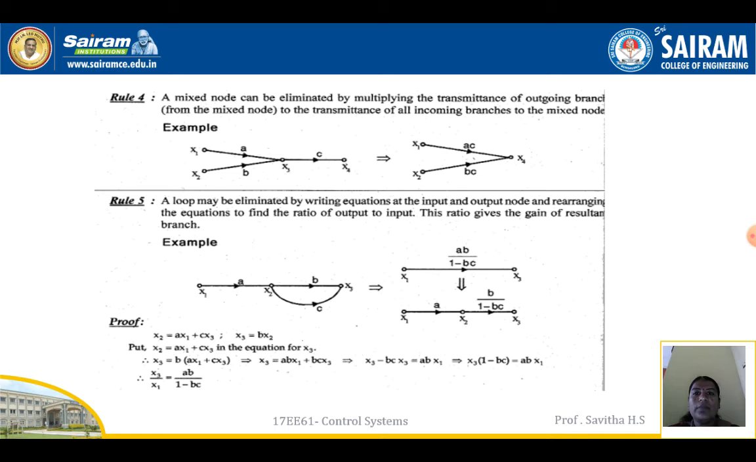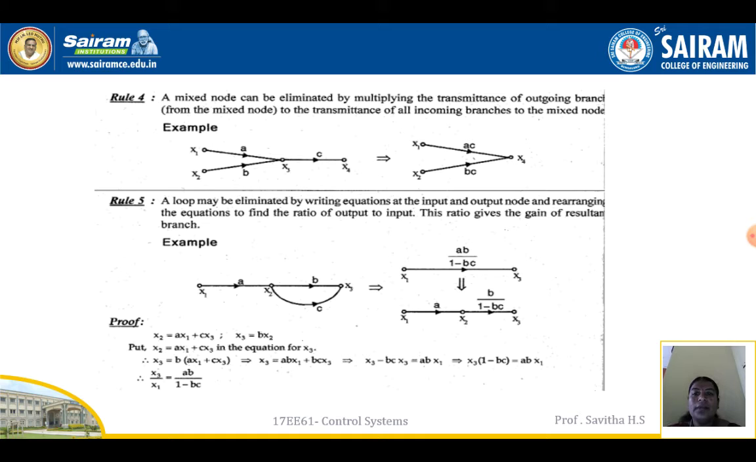Rule 4. A mixed node can be eliminated by multiplying the transmittance of the outgoing branch to the transmittance of all the incoming branches to the mixed node. Therefore, x1 is the input and x4 is the output, and ac is the value, and x2 is the input, x4 is the output, bc is the value.